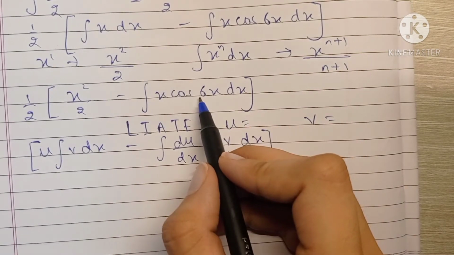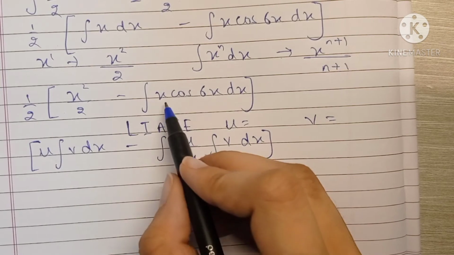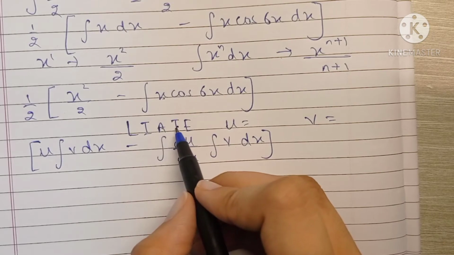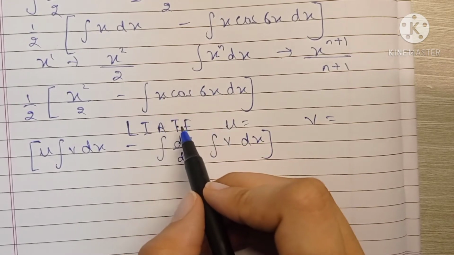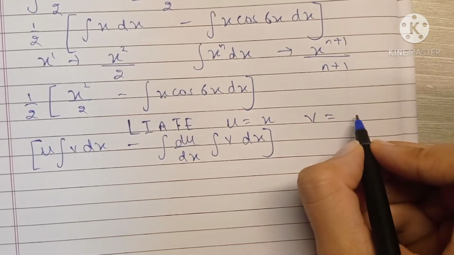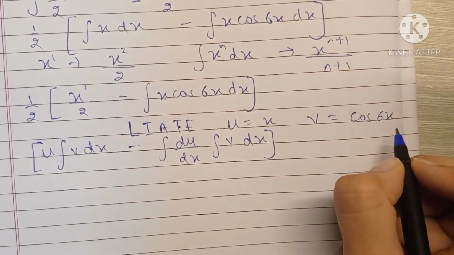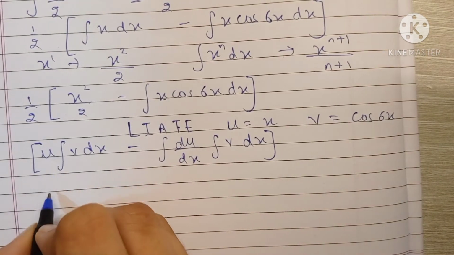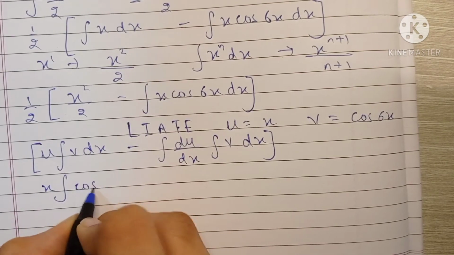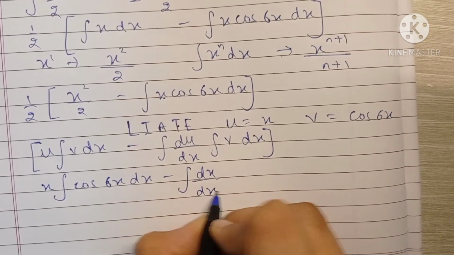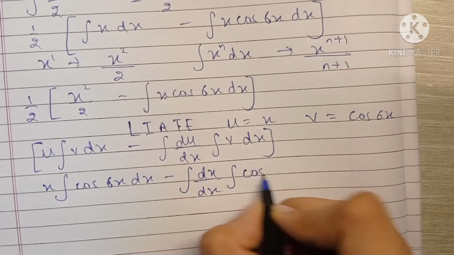So we have a cos term, that is a trigonometric term, and we have x raised to 1, which is the algebraic term. Because algebraic comes before trigonometric in the LIATE rule, we will keep x as the first term, that is the u term, and we will keep cos of 6x as the v term, because cos is the trigonometric term, which comes after the algebraic term in the LIATE rule. So now let's begin integrating. So we have x into the integration of cos 6x dx minus the integration of differentiation of x into the integration of cos 6x dx.